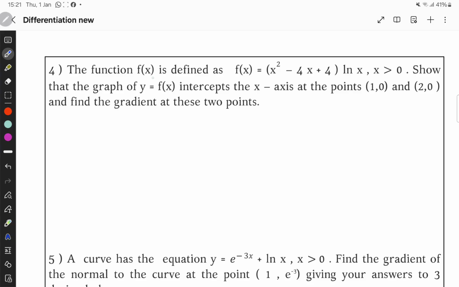He said, the function f(x) is defined as, show that the graph intercepts the x-axis at the points (1, 0) and (2, 0), and find the gradient at these 2 points. The gradient here means I will differentiate then substitute. But what about that function? It's ln x times all of this.